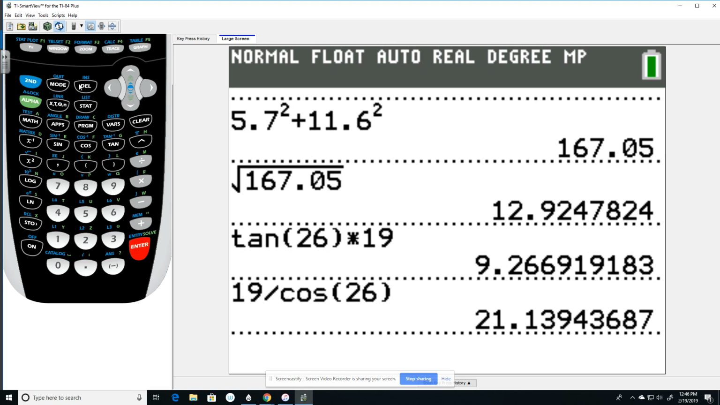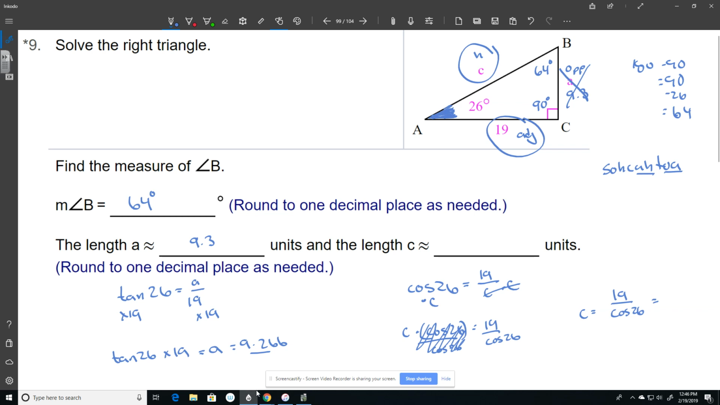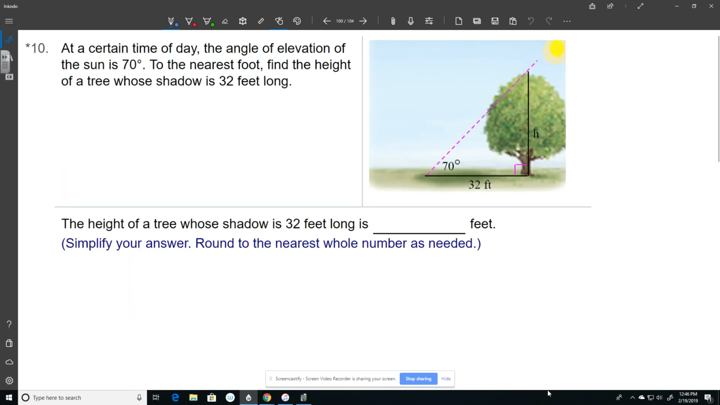Enter. 21.13. So that becomes 21.13, and it wants me to round to 1 decimal place. So 21.1. Now, if you had done this, the a squared plus b squared equals c squared, and rounded, you would have ended up with 21.2, which means you would have got the problem wrong. So don't use a squared and b squared when you're using a number like that one that we rounded. Okay, let's move on to number 10.